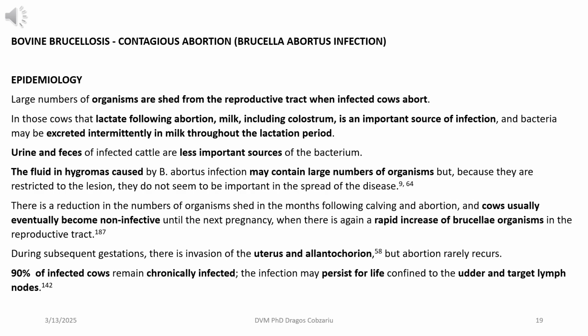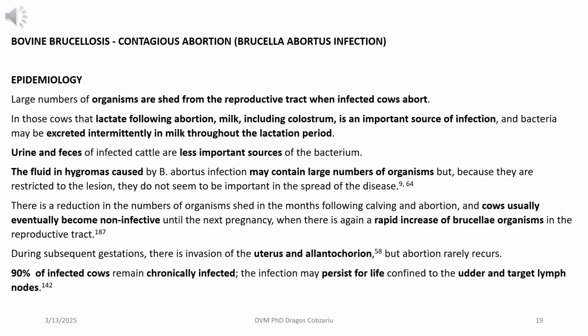Large numbers of organisms are shed from the reproductive tract when infected cows abort. In those cows that lactate following abortion, milk, including colostrum, is an important source of infection, and bacteria may be excreted intermittently in milk throughout the lactation period. Urine and feces of infected cattle are less important sources of the bacterium. The fluid in hygromas caused by B. abortus infection may contain large numbers of organisms, but, because they are restricted to the lesion, they do not seem to be important in the spread of the disease.